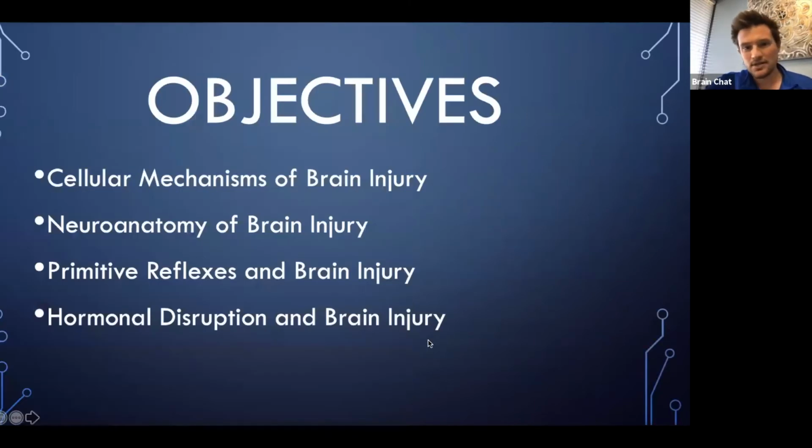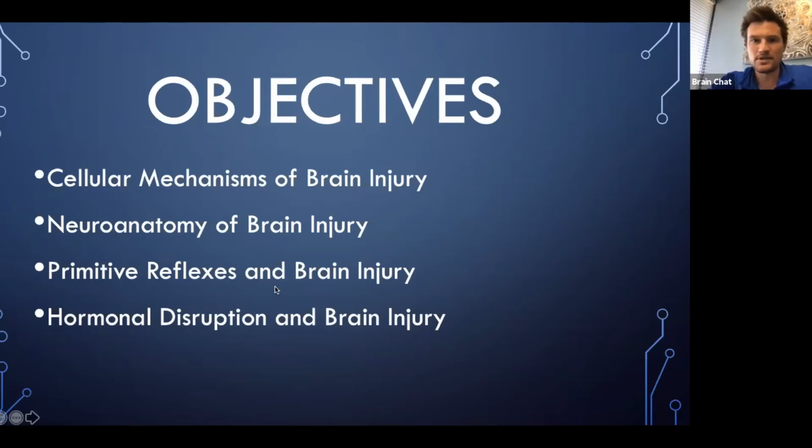Some of the objectives, and I'm going to expand on this. I will talk today about the first one. So some of the cellular mechanisms of brain injury, because this is the most interesting to me, mostly because it's the most confusing to me. And then I'm going to talk about neuroanatomy, talk about the different lobes of the brain. And part of the Brain Rehab's Basics course that I created last year talks about therapies for lobes of the brain. So if you're interested, check that out.